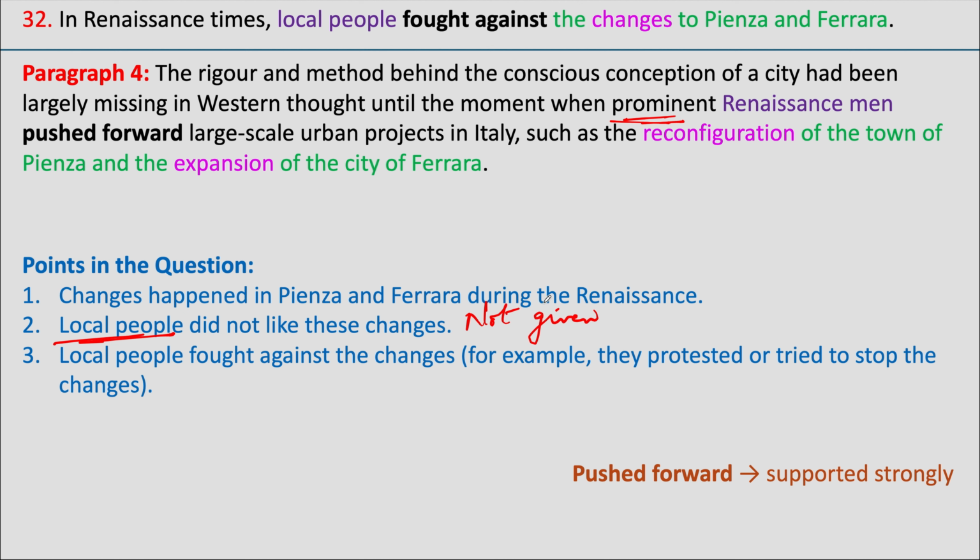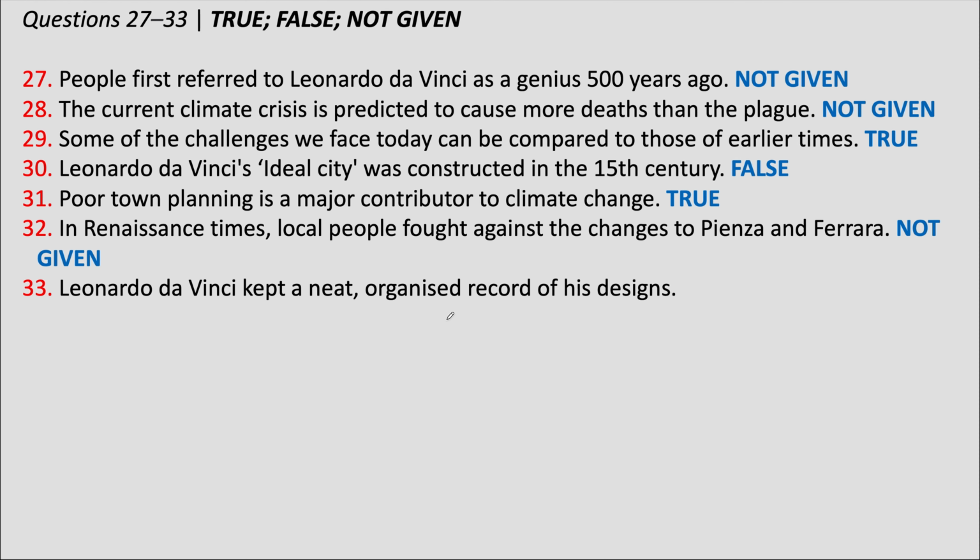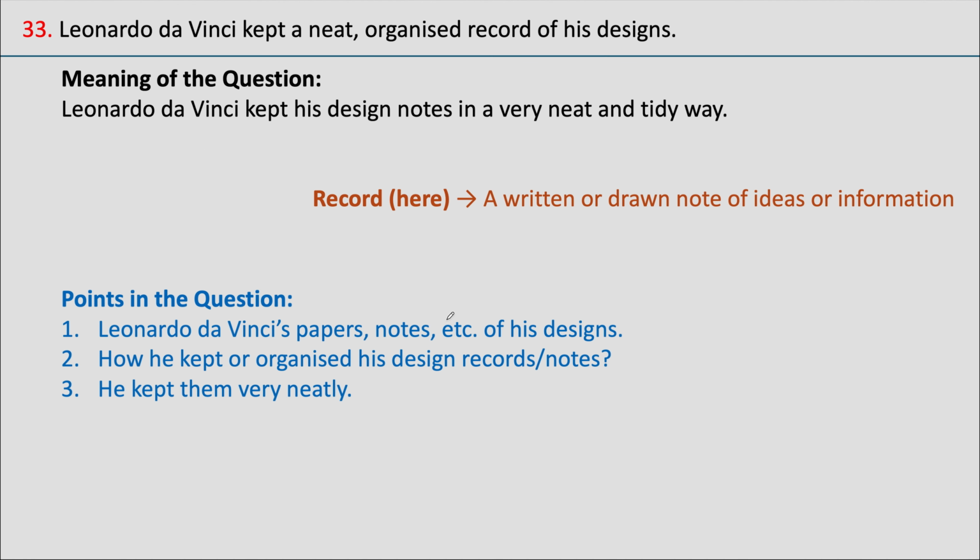Changes happened, some people liked it, but it's not the local people. So we don't know what the local people thought. We don't know whether they tried to stop these changes. So the answer to question 32 is not given. Moving on to the next question, question 33.